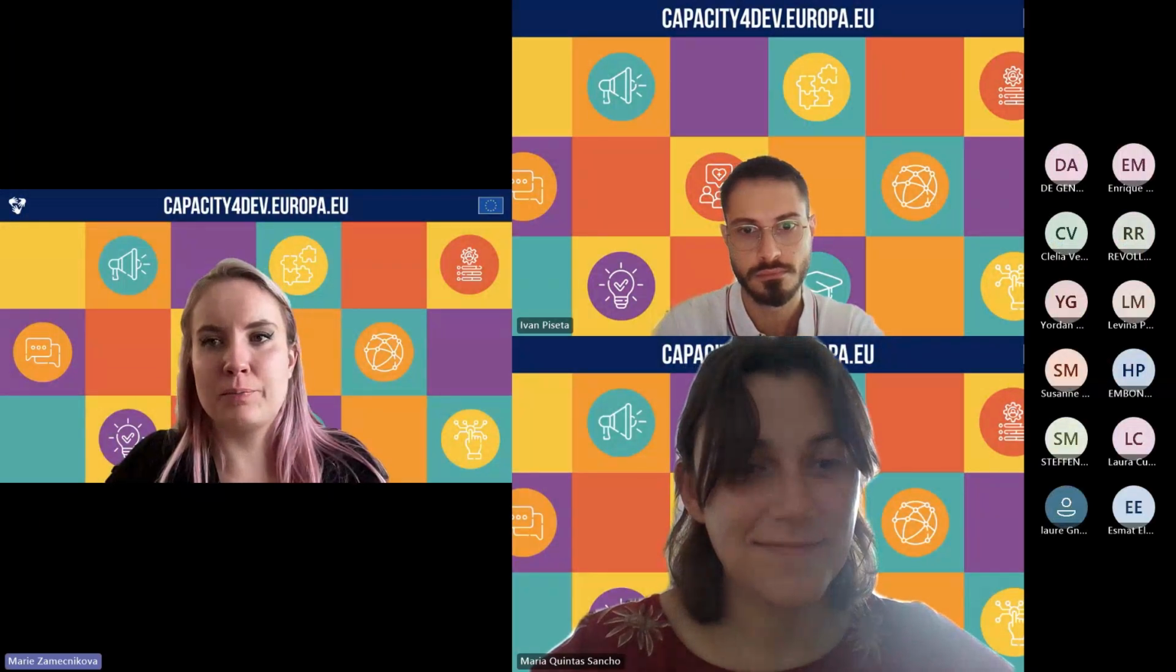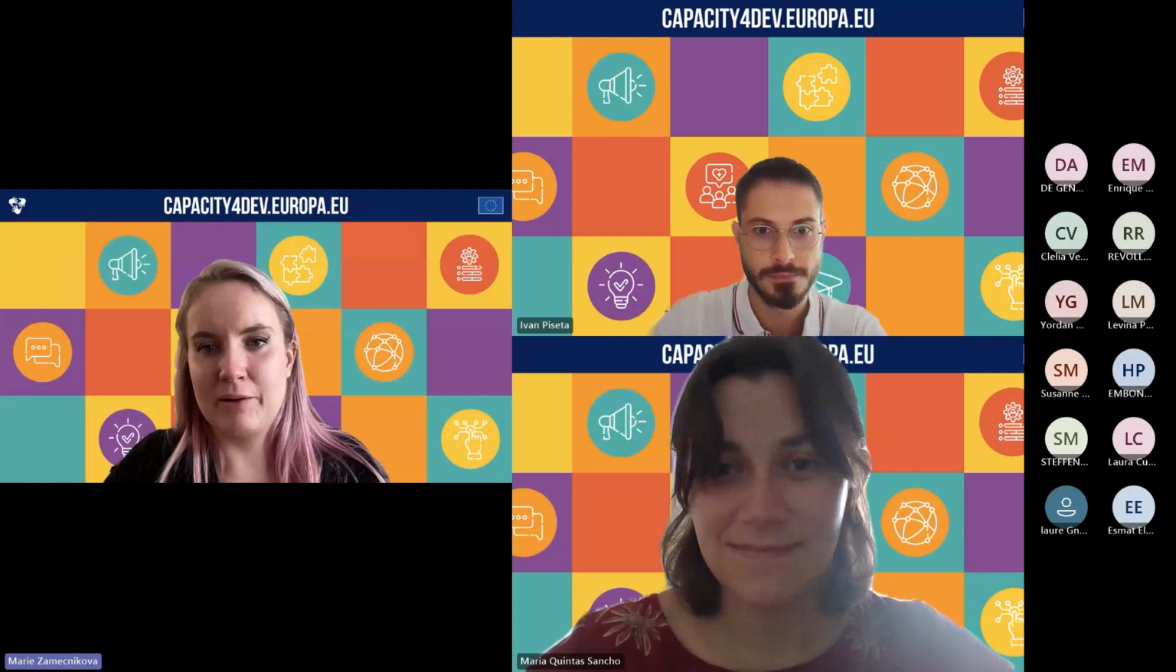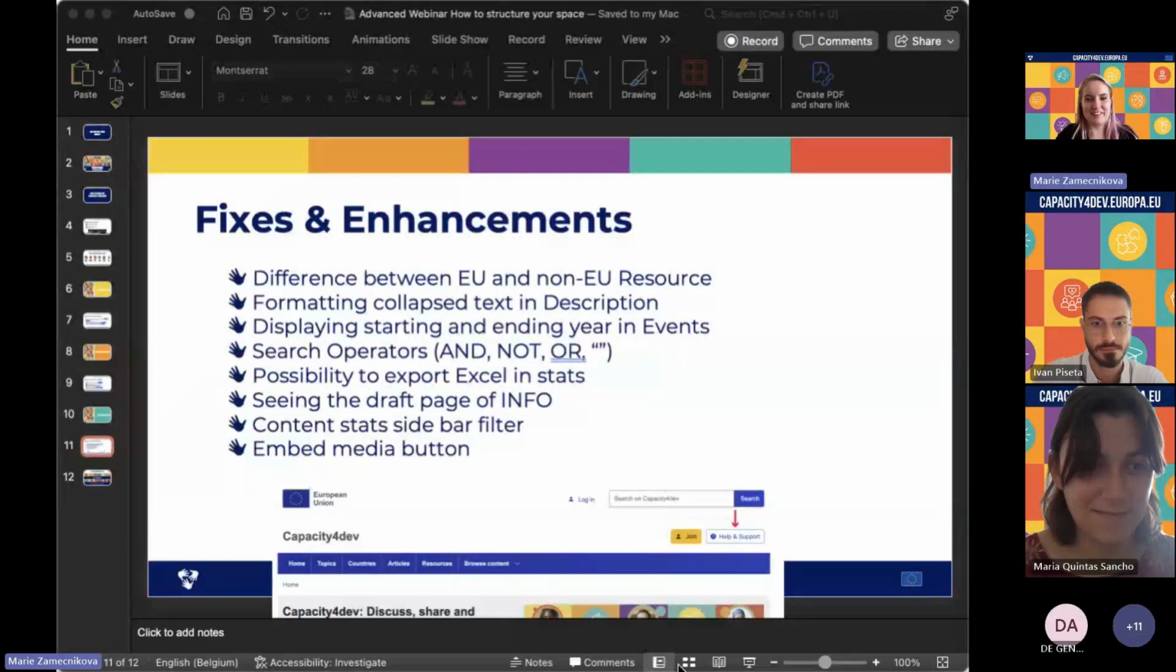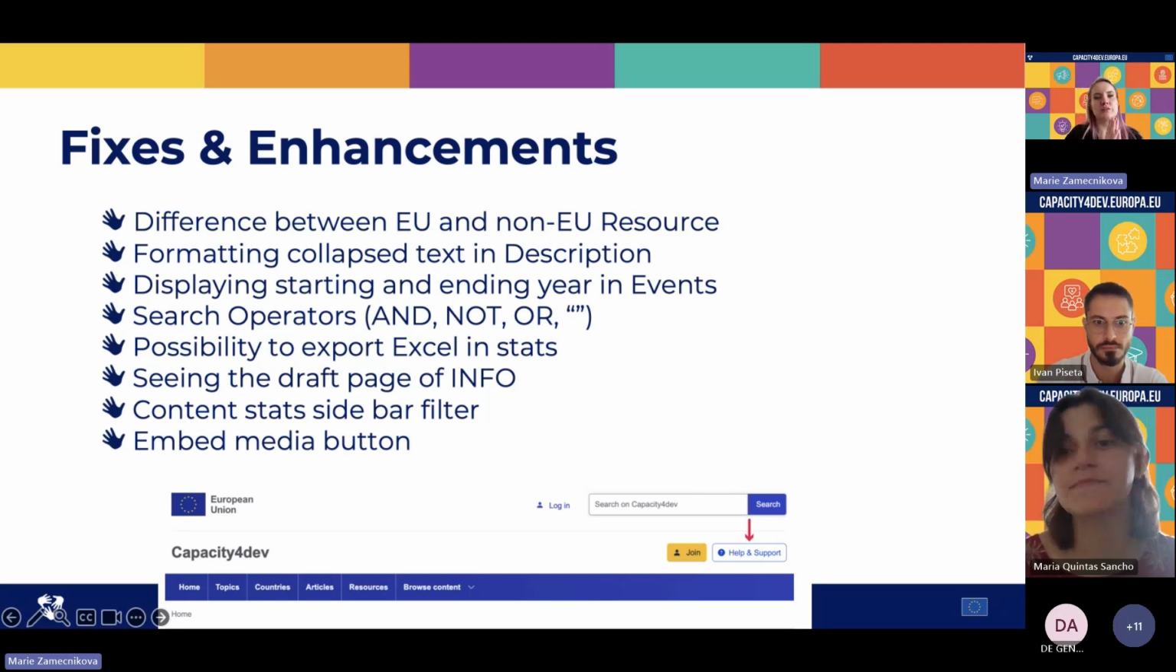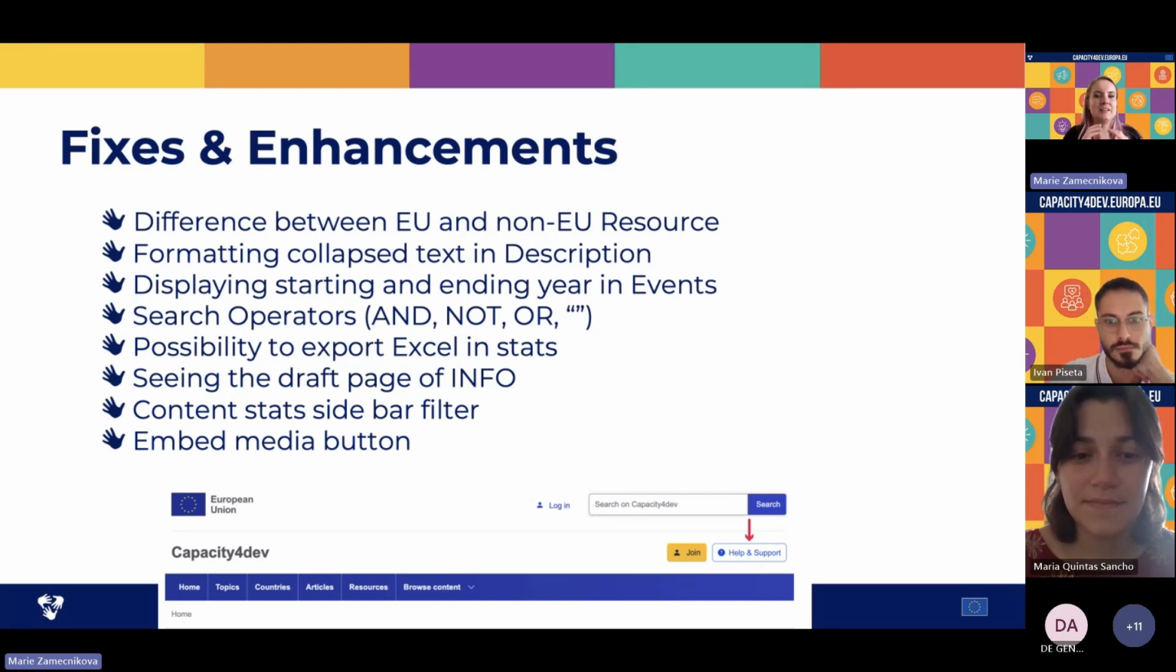So just to briefly cover some of the latest developments, and then I promise there will be some time for you for some questions and answers. But here we have some new fixes and enhancements. For the resources, we have introduced a differentiation between EU and non-EU resources. The EU resources are, for example, Team Europe Initiative results and indicators, and you can find them in the results tab. For the community resources, we are calling them non-EU. So currently you can find this differentiation.